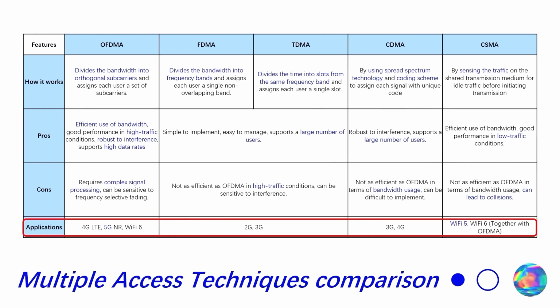OFDMA is being used in 4G LTE, 5G New Radio, and Wi-Fi 6. FDMA and TDMA were used in second generation and third generation networks, CDMA in third generation and fourth generation networks, CSMA in Wi-Fi 5, and it is also being used together with OFDMA in Wi-Fi 6.